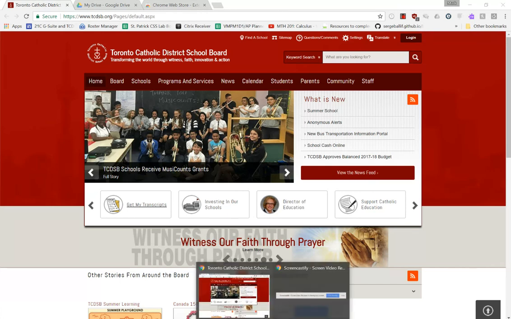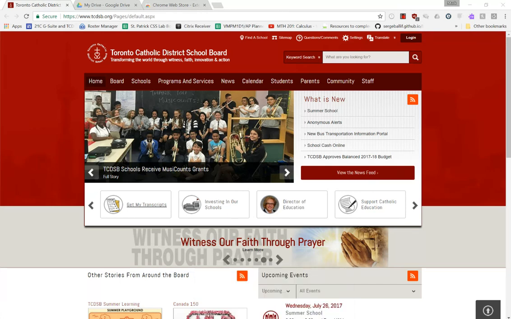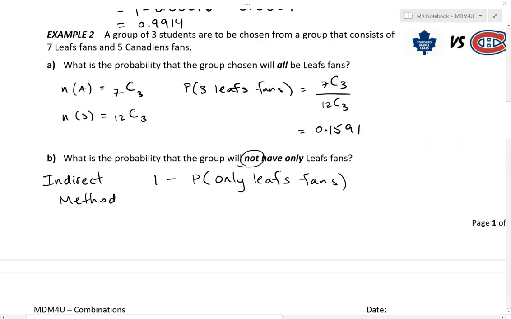And that will give me 1 minus 0.1591, leaving me with 0.8409. So there's an 84% chance that in my group of 3, there will not be completely Leafs fans. At least one of them will be a Canadiens fan.